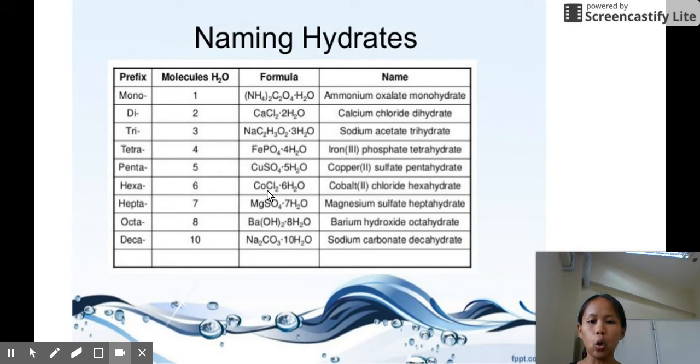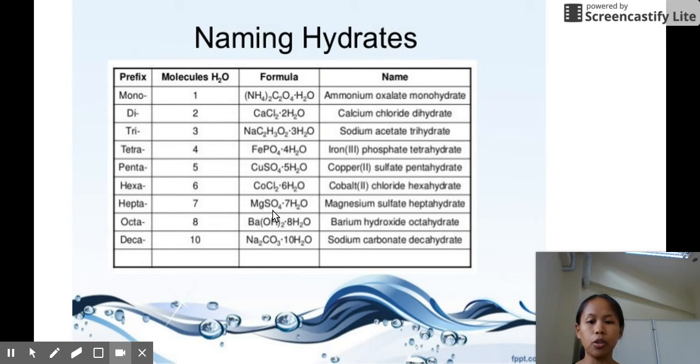For cobalt, cobalt is also a metal with variable oxidation number. So how do I know the charge of cobalt? I look at its partner, which is chlorine. Chlorine is group 7A, which means its charge is negative 1. Since I see a 2 here and a 1 here, because there's nothing written, it's understood to be 1. So cobalt's charge is 2. So it's named cobalt 2 chloride. There are 6 waters, so that's hexahydrate.